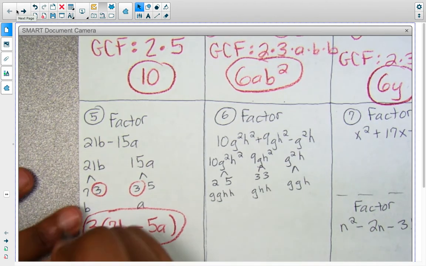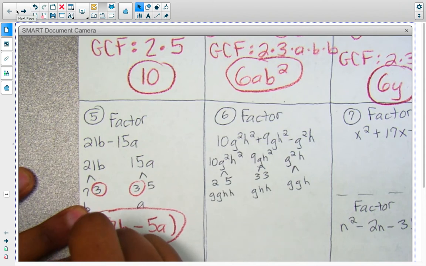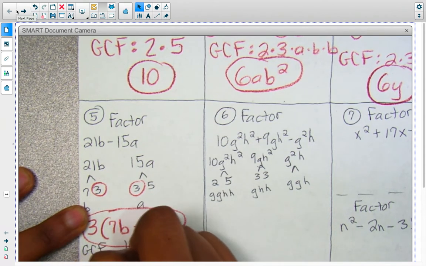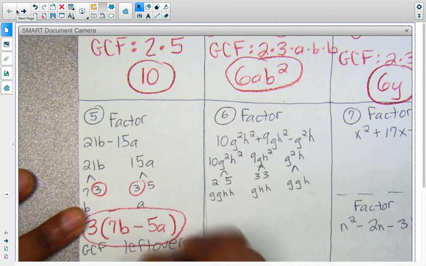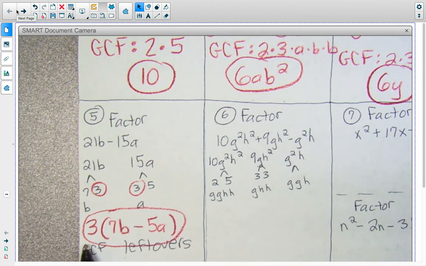Now, you don't have to write this step here that I'm doing. I'm just doing it for you, so as you copy and do your problems, you'll know what goes where. Your greatest common factor always goes on the outside. Anything left over goes inside of the parentheses. And the great thing about it, you can check your work by factoring. Let's do one more of this kind.